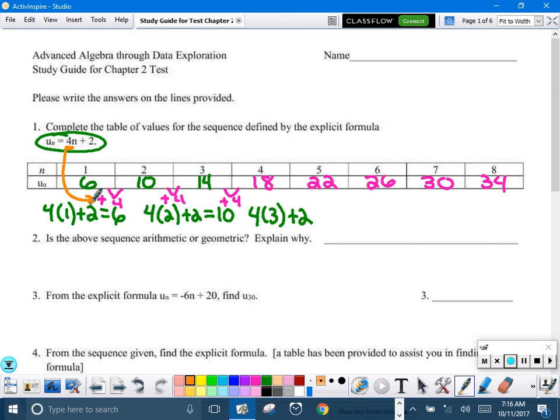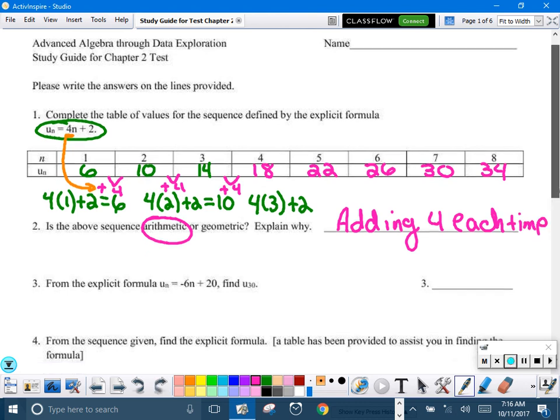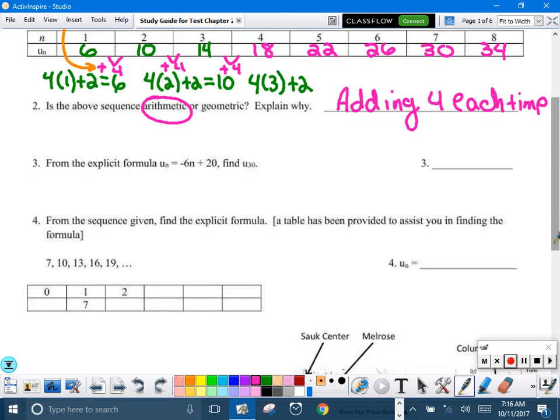All right, now what type of sequence is this? Well, since we are adding each time, it is arithmetic. Explain why. It's because we are adding 4 each time. All right.